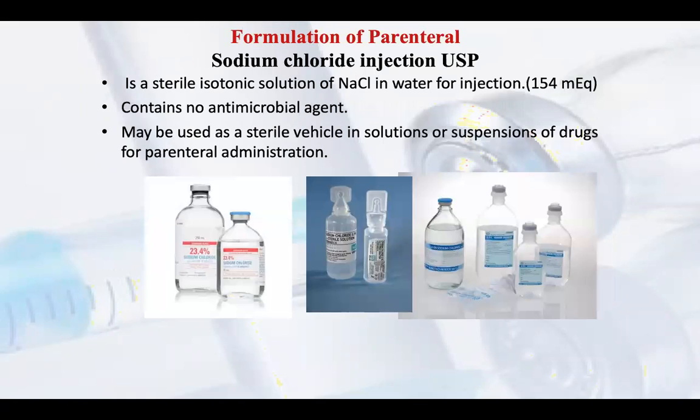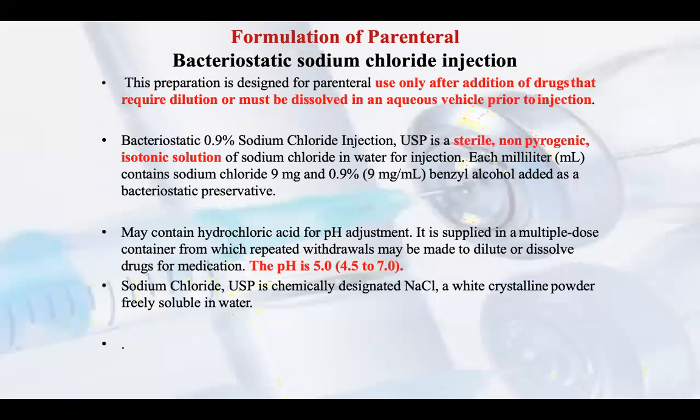Sodium chloride injection USP is a sterile isotonic solution of sodium chloride in water for injection, contains no antimicrobial agent, and may be used as a sterile vehicle in solutions or suspensions of drugs for parenteral administration. Further, for the formulation of parenteral bacteriostatic sodium chloride injection, this preparation is designed for parenteral use only after addition of drugs that require dilution or must be dissolved in an aqueous vehicle prior to injection.